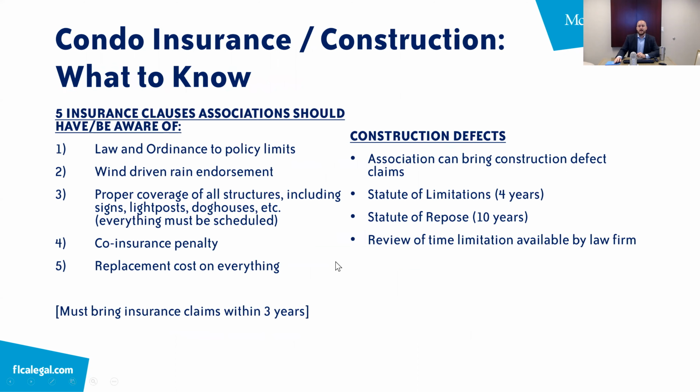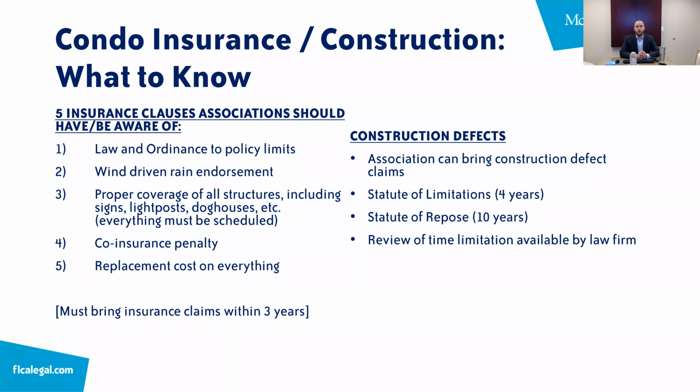So going into the next slide then, really for any of the associations in here that have common areas or property that's being insured, the main thing we want to look at, if you look on the left-hand side, is you want to make sure that you have law and ordinance to policy limits. What that means is that if you have especially an older community or older structure, your community, your building may have been built to a different standard, the building code at the time, and if something were to happen, if you don't have law and ordinance to policy limits, you may not be getting the money to bring it back up to code. It's what's required right now. So you want to make sure that you have law and ordinance to policy limits.